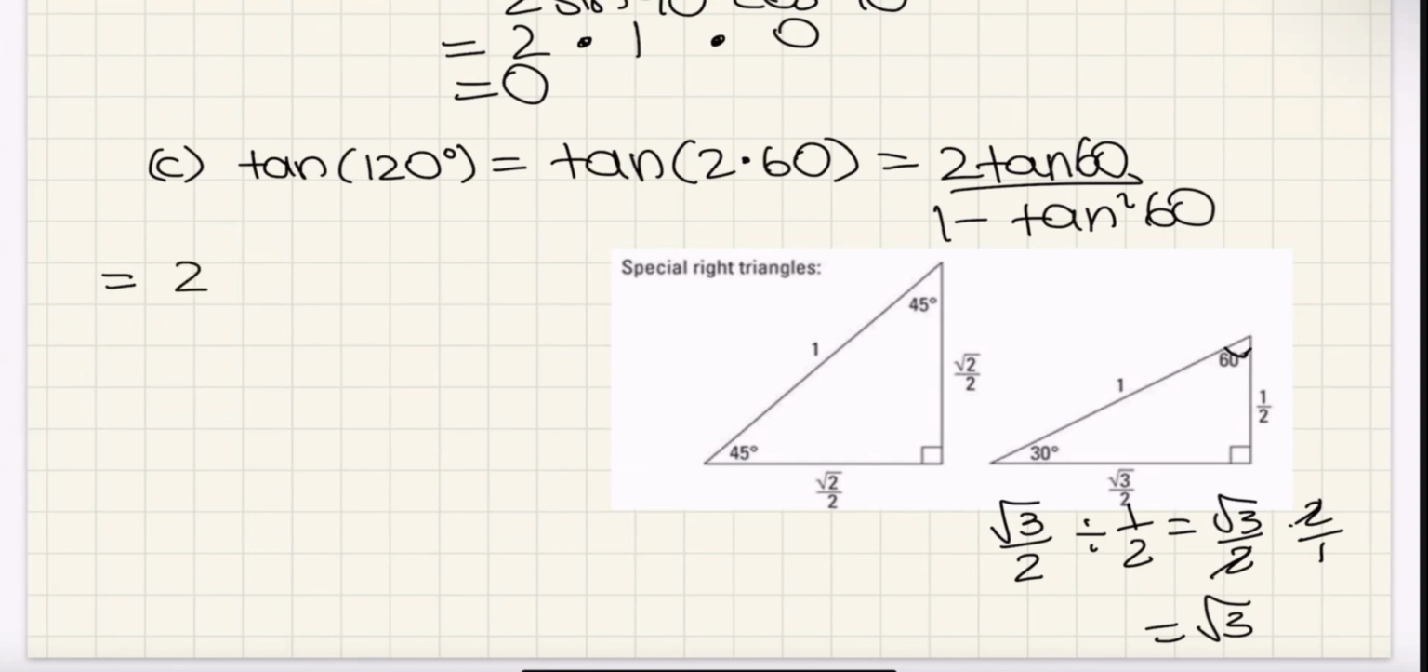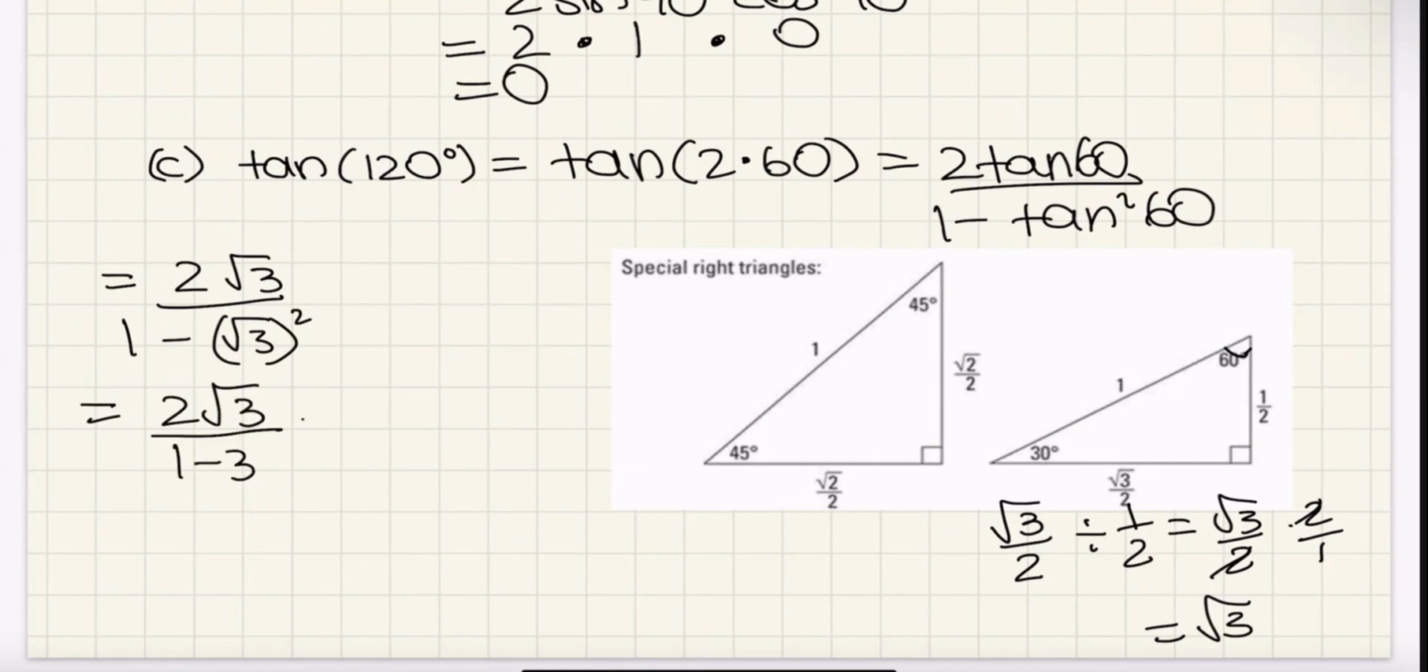So this is going to be 2 times root 3 over 1 minus root 3 squared, which is equal to 2 root 3 over 1 minus 3, which is equal to 2 root 3 over negative 2, which is equal to the negative version of root 3. And once again, we can type in tan 120 in our calculator, and it probably won't actually say negative root 3. It'll probably just give us a decimal approximation, but we can also type in negative root 3, and that will give us the same decimal approximation, and therefore we have gotten it correct.